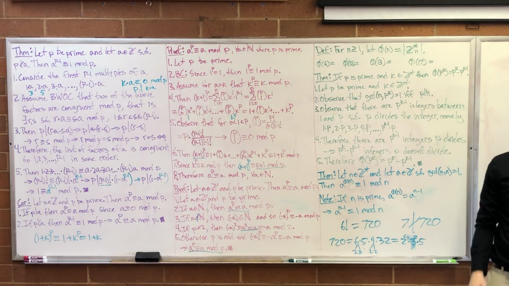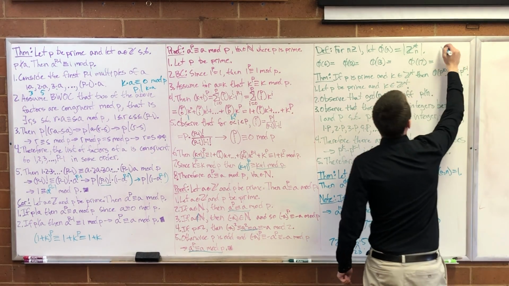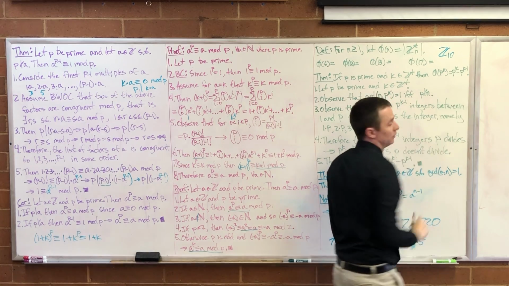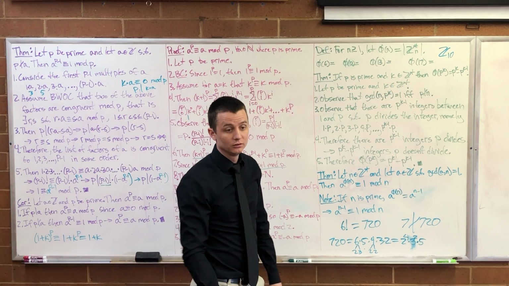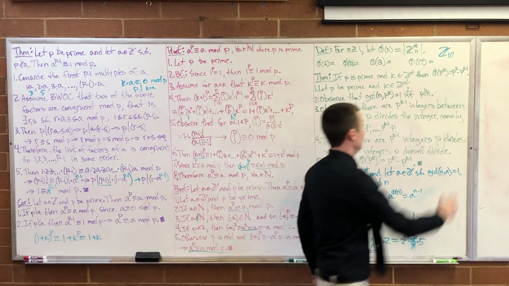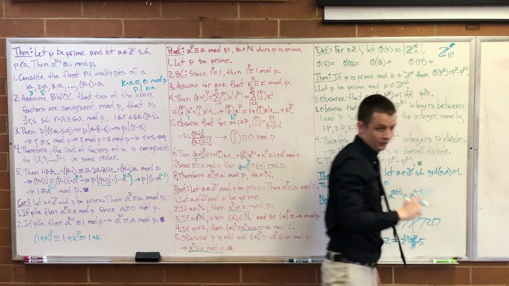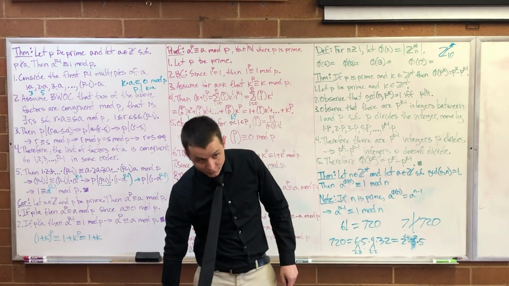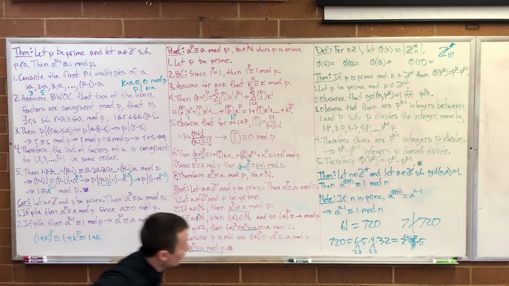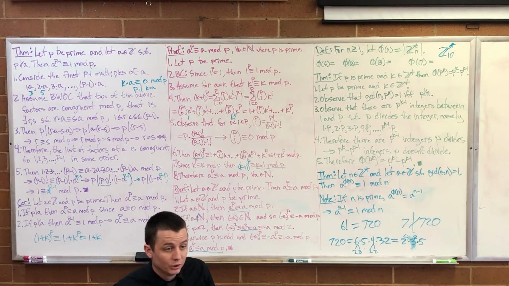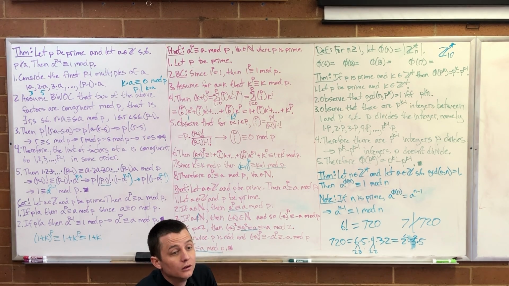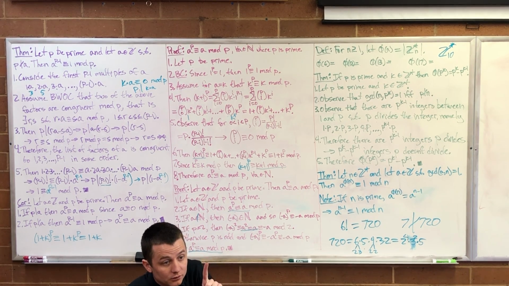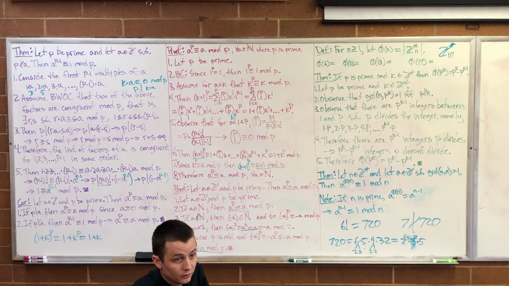So let's remind ourselves about what Zn is. What is Z10? It's all numbers from 0 to 9: 0, 1, 2, 3, 4, 5, 6, 7, 8, 9. What's Z10 star? It's all the numbers from 0 to 9 that are relatively prime with 10. What does it mean to be relatively prime with 10? Their GCD is 1. Their greatest common divisor is 1. That's the only thing that goes into both of them.